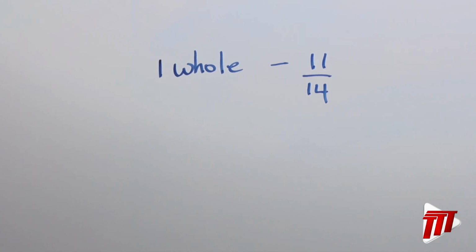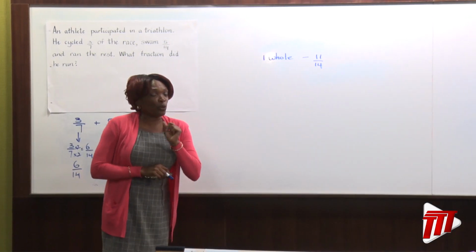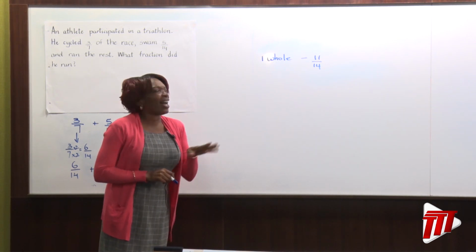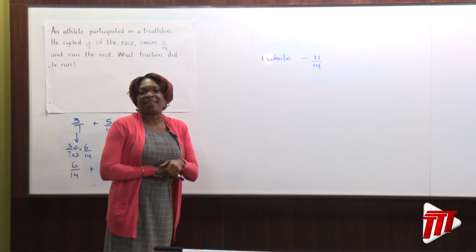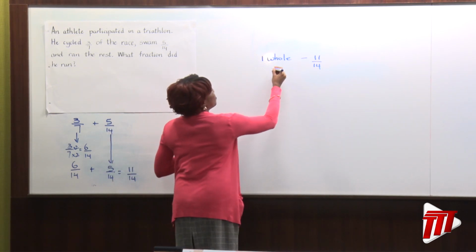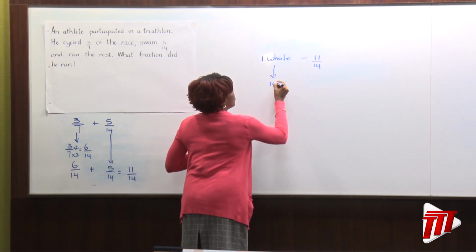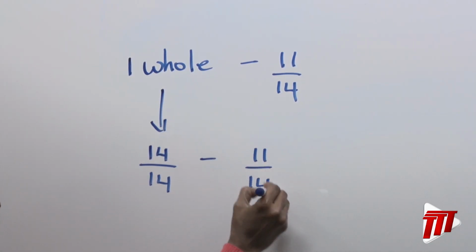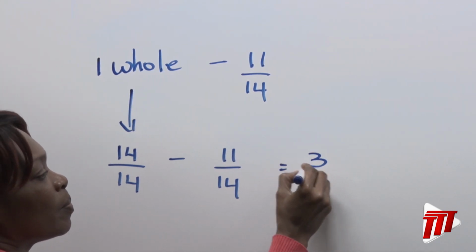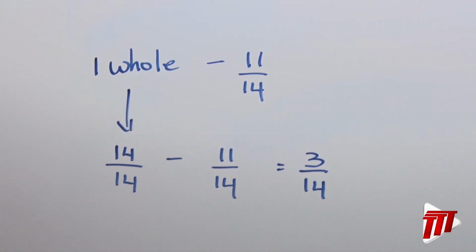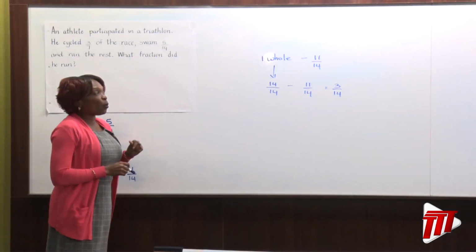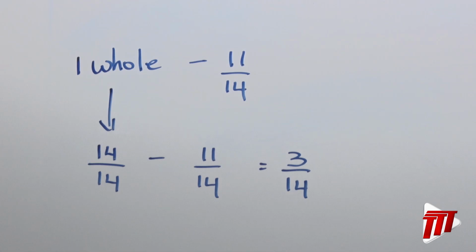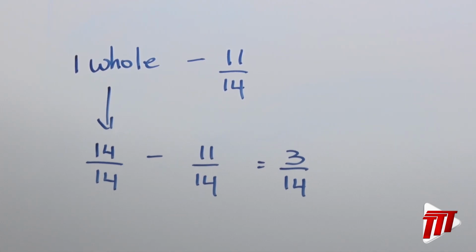What did I say about the whole? Remember, numerator and denominator must be the same. I know you know what fraction I'm going to write there. Three 14ths. So the athlete ran 3/14 of the race.